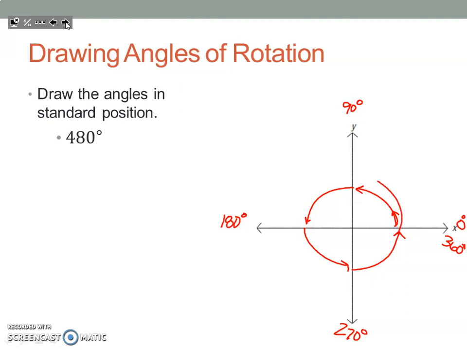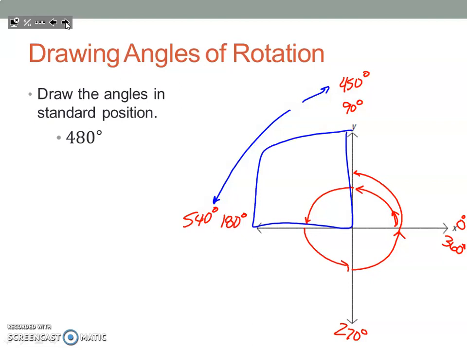Another 90, so now I'm on my second part of my rotation there. So it's not 90 degrees anymore. 90 plus 360 would be 450. 450 degrees plus another 90 would be 540. Okay, so if I have 480 degrees, 480 is between 450 and 540. So I'm going to be in this section when I'm drawing it.